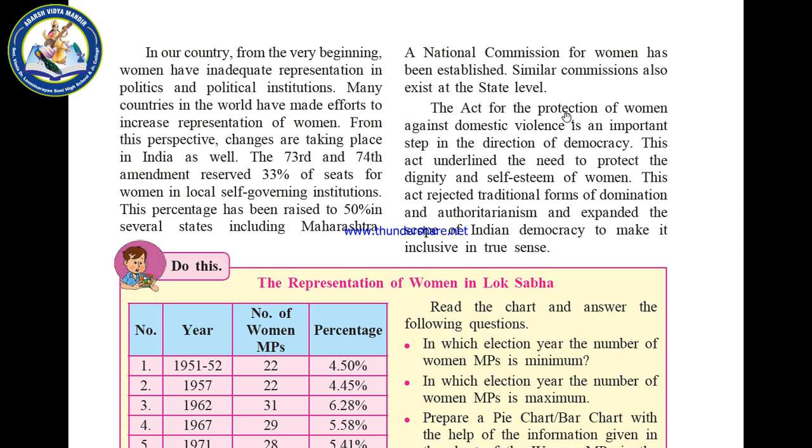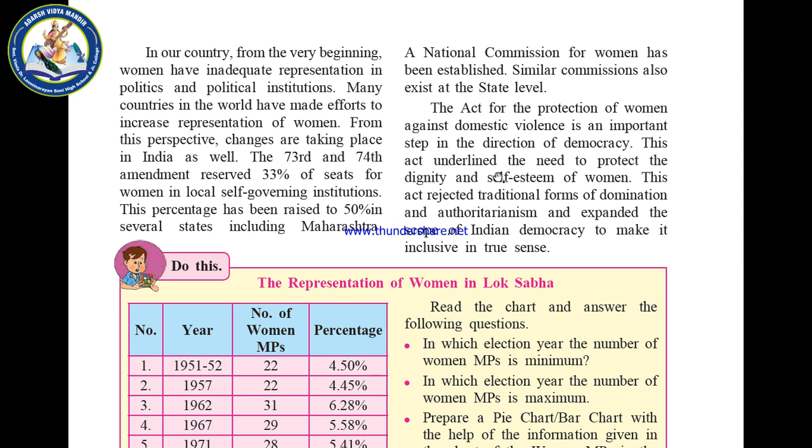The Act for the Protection of Women against Domestic Violence, we have seen that, right? It is an important step in the direction of democracy. For sustaining democracy, for making democracy very strong, for the protection of women against domestic violence, this act is made, and this act is an important step for democracy.